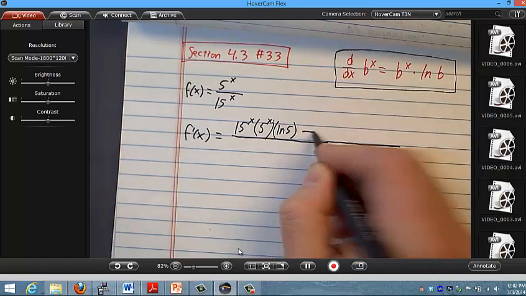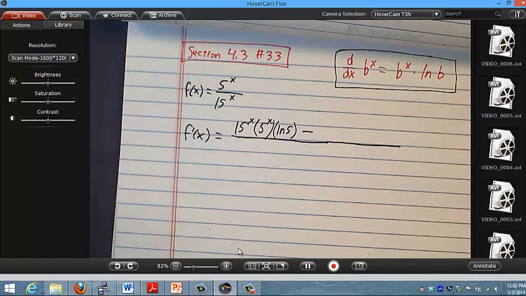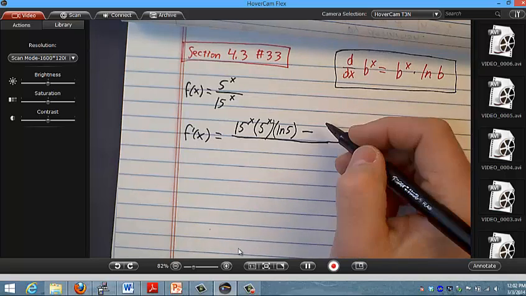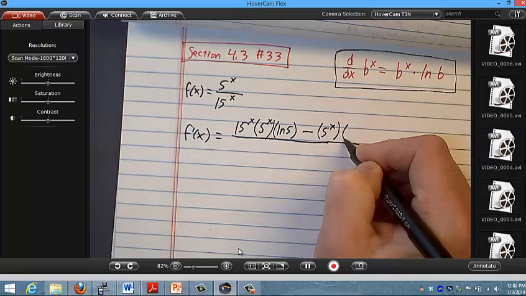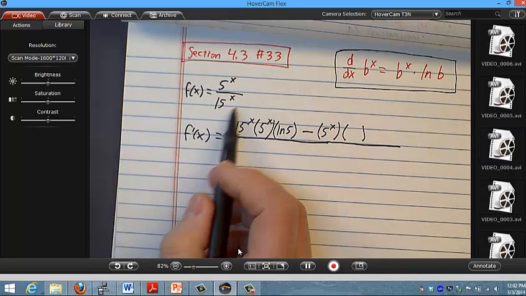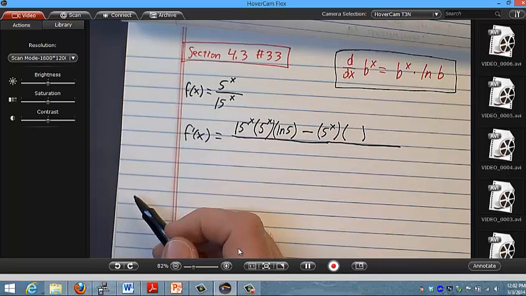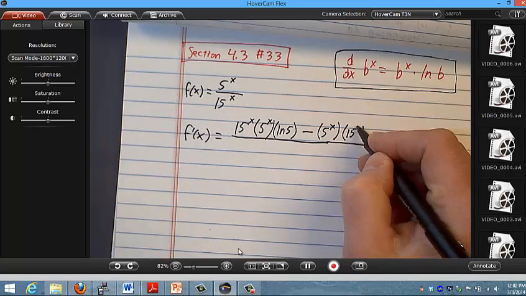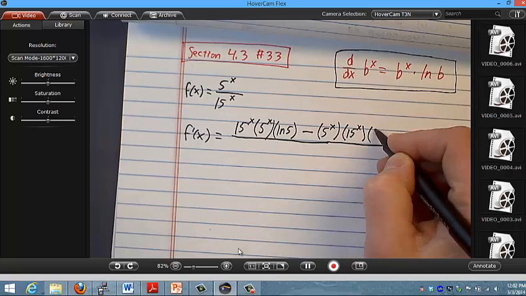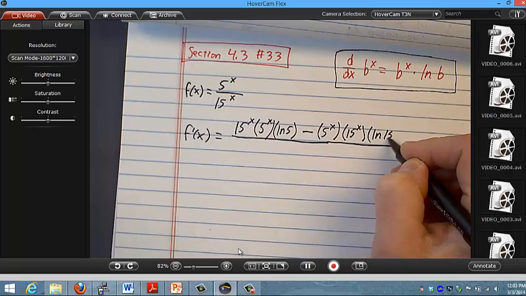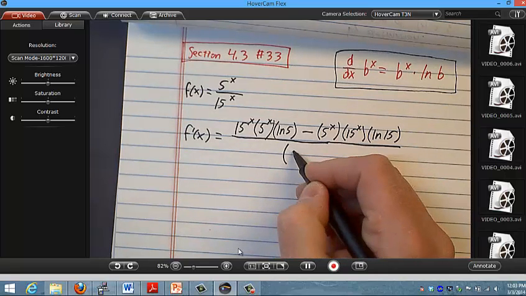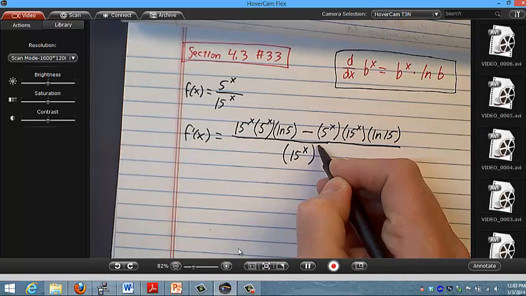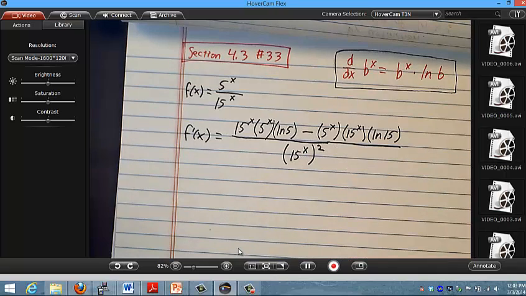Minus. See if you can do the top part, the next part. Hi de ho. So hi would be 5 to the x. And then I need the derivative of the denominator. So we get 15 to the x times the natural log of 15, all over ho-ho would be 15 to the x squared. Okay?